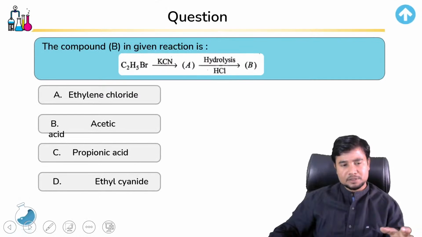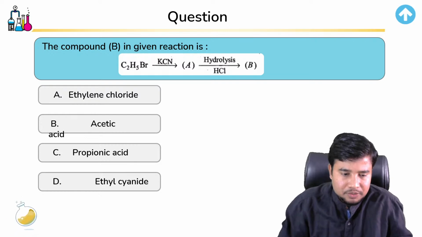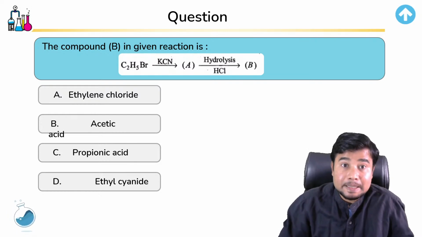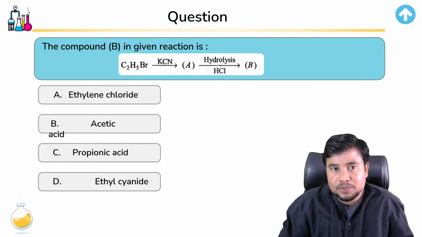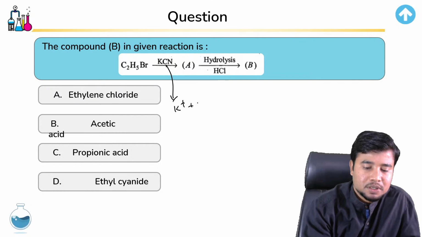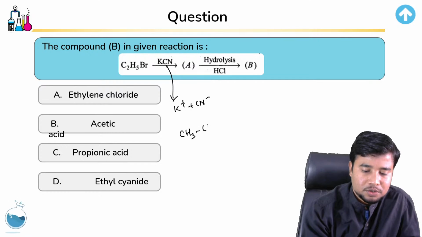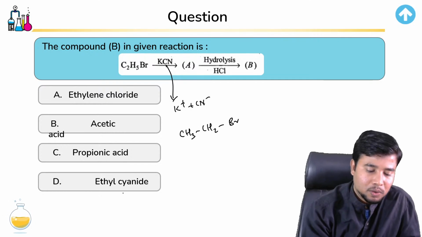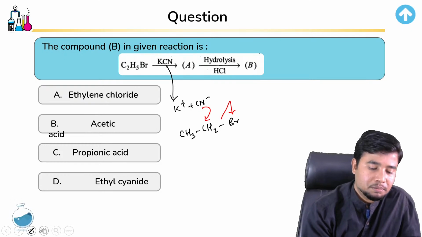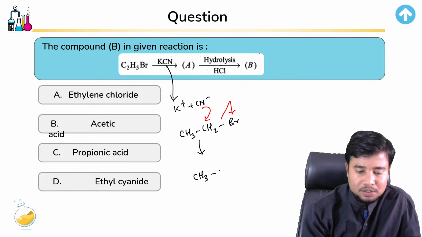So let us move to the next problem. The compound B in the given reaction is. C2H5Br on reaction with KCN and then hydrolysis would result. So we'll just understand what would happen with KCN. KCN gives you K plus CN minus. Now CN minus, what would the CN minus do with CH3CH2Br? We all know CN minus is a nucleophile, makes the attack and throws away the Br. If that happens, it is going to give you CH3CH2C triple bond N.